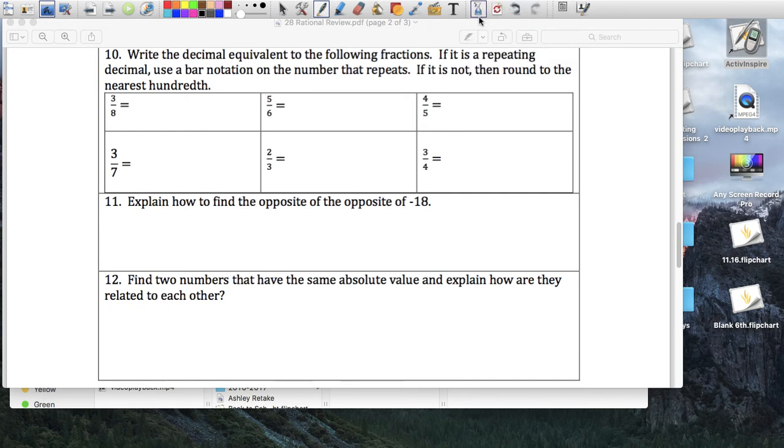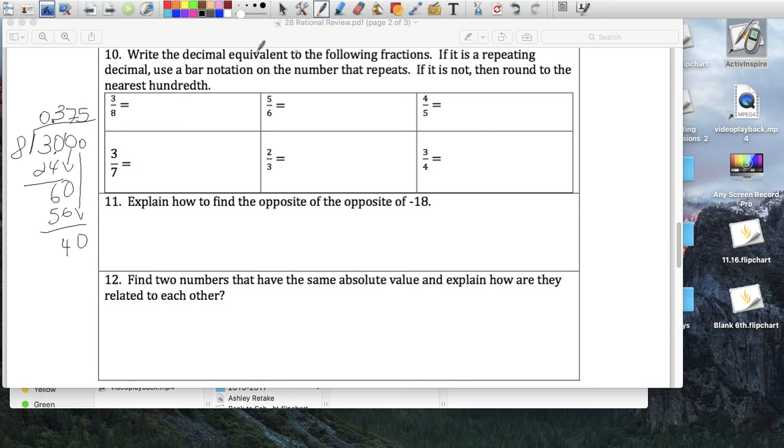Now, this one, let me do the easy one. So 3 over 8, if you have to divide, I'm going to divide some over here. 3 divided by 8. 8 goes into 3 no, so add a decimal and add a 0. 8 goes into 30 three times, which is 24. 6 left over, bring a 0 down. 8 goes into 60 seven times, which is 56. 4 left over, bring a 0 down. And 8 goes into 40 five times.